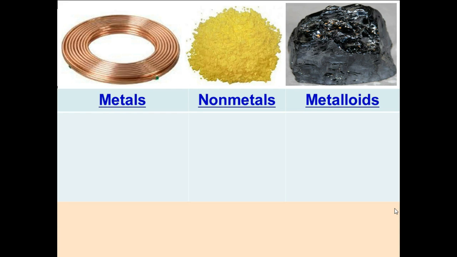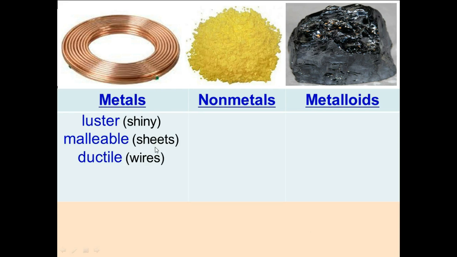And here are some important properties of each of the classes. So metals are pretty much shiny. They are malleable, so they can be made into sheets. They're ductile, so they can be made into wires, and they're good conductors of both heat and electricity. So that is why it's pretty often that there's metal in wires, because metals do a good job at conducting electricity, so electricity can easily pass through it.